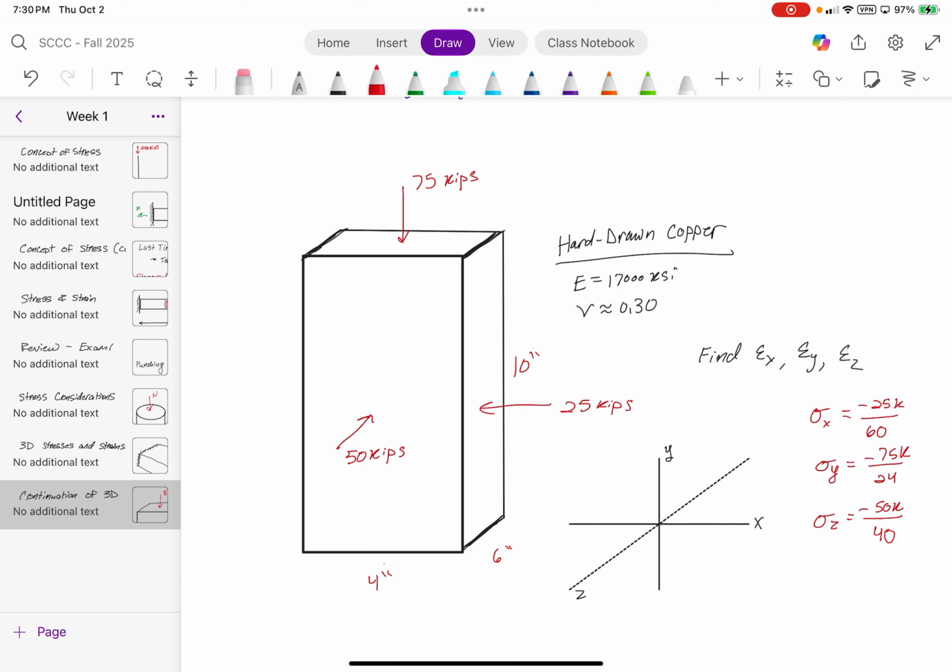Three-dimensional equations. Do you need them on the board? Use those 3D equations. Otherwise, you're going to have to solve each and every single deformation for each load independently, which is going to take you about an hour to do. It'll take me about 30 minutes to do.